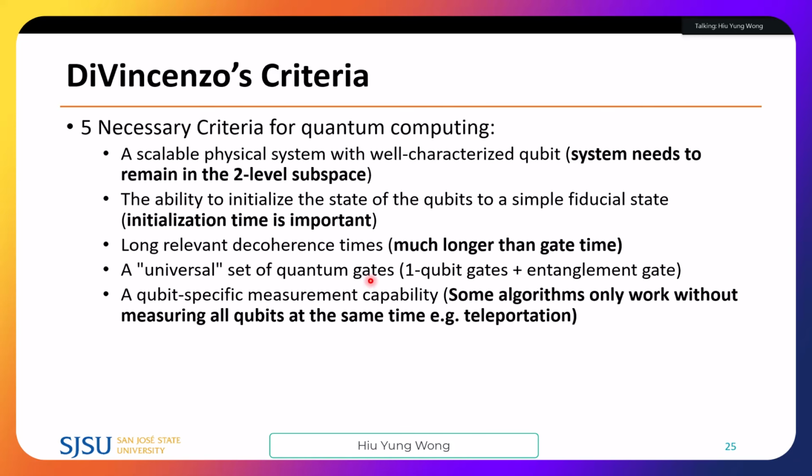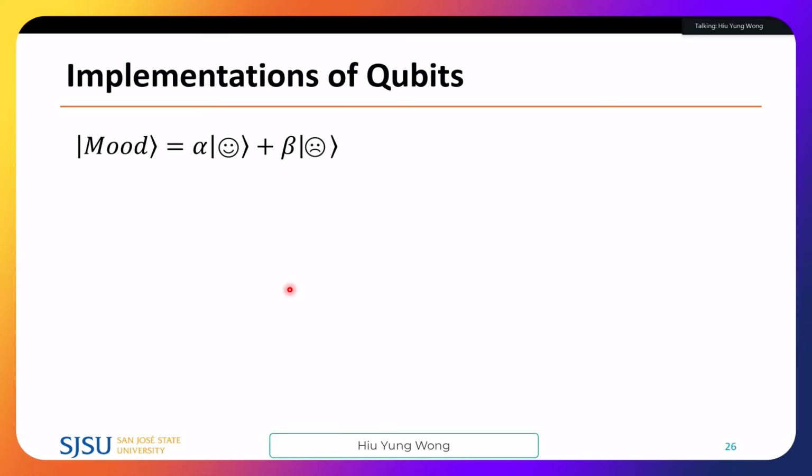Finally, as I mentioned before, you should be able to implement single-qubit gates and entanglement gates to build a so-called universal set for quantum computers. So how do we implement it?